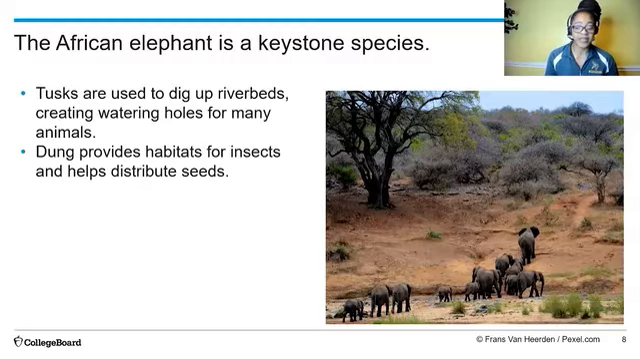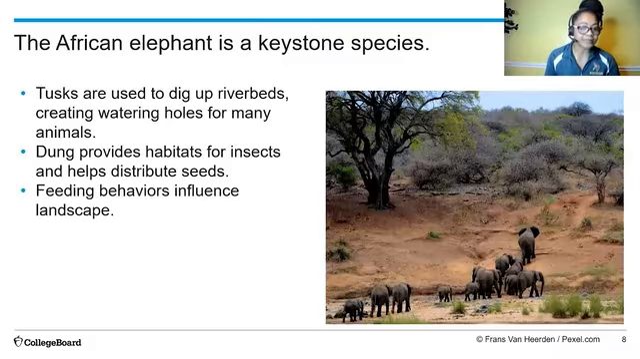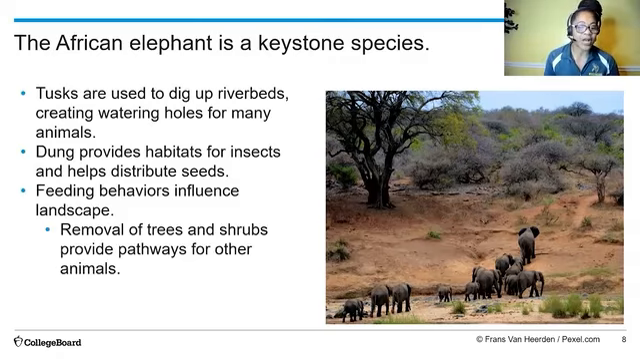Their dung, which would be their feces, their droppings, actually provides habitats for insects like the dung beetle. The dung also helps to distribute seeds, which provides opportunity for plants to disperse throughout the landscape. Their feeding habits actually influence the landscape. African elephants, and elephants in general, eat tons and tons of vegetation a day, and that helps to clear out trees and shrubs, providing pathways for other organisms and allowing them to navigate a very difficult terrain by freeing up this space for them to travel.